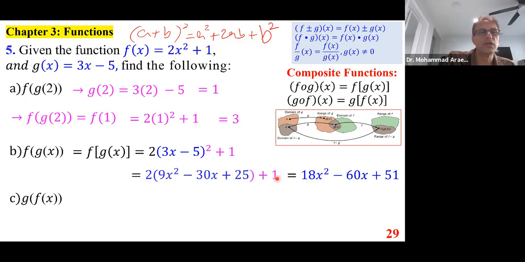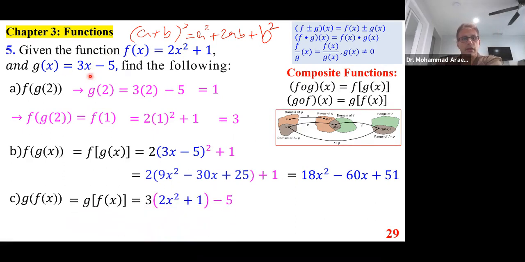We want g of f of x. So replace this x with f of x. So 3 times 2x squared plus 1, minus 5. This gives us 6x squared. This gives us 3. We add negative 5 and it gives us negative 2. So we can write 6x squared plus 3 minus 5, and then the final answer.